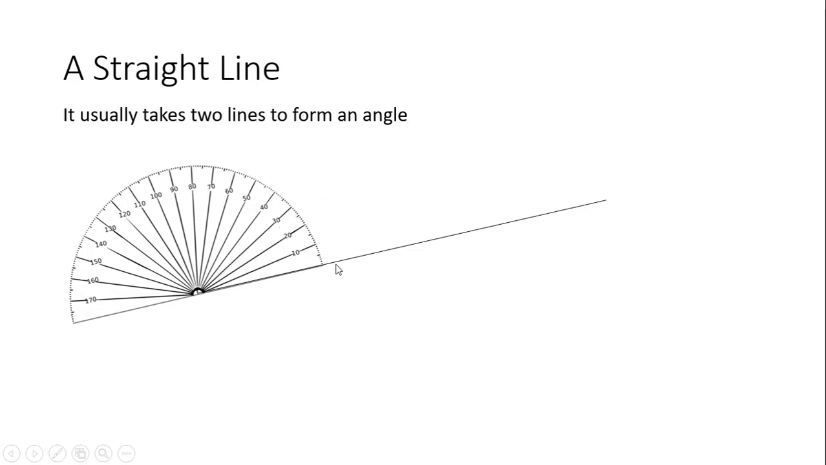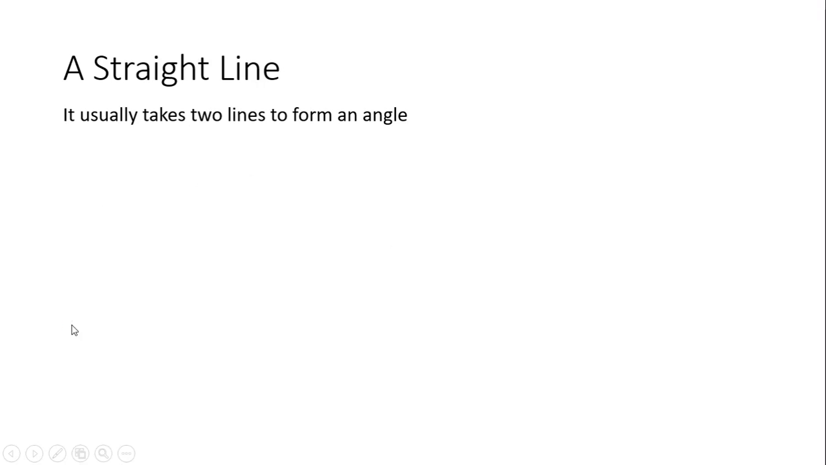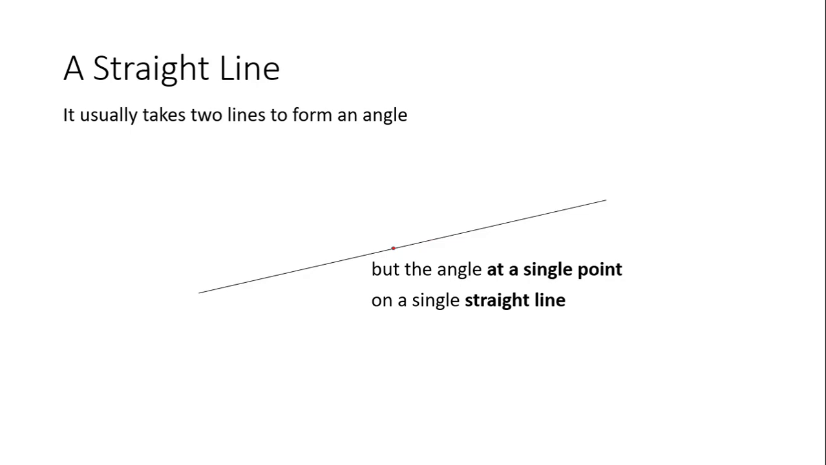The angle on a straight line is very difficult to measure because I could line my protractor up at the end of the line. It's lined up on 0, but when I try to measure how big it is, I have nowhere to stop because that line never stops. I don't have a second line to measure to. So what we're actually talking about when we talk about angles on a straight line is angles at a specific single point on that straight line. And there's a line that goes right through that point, and it's a straight line.